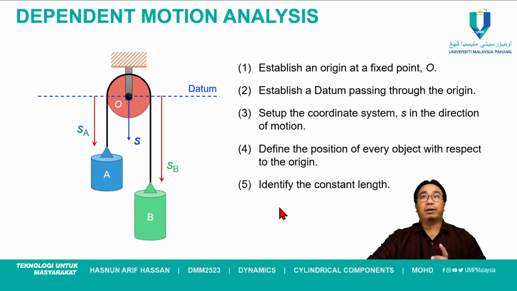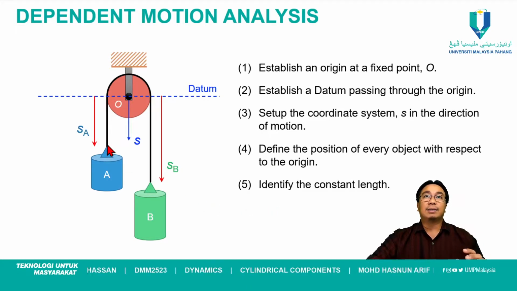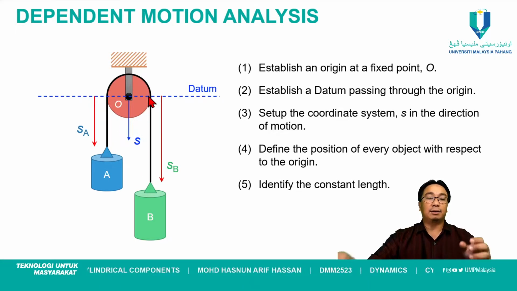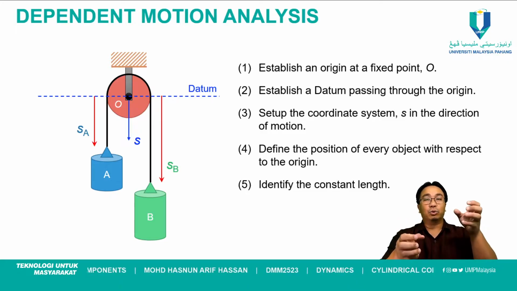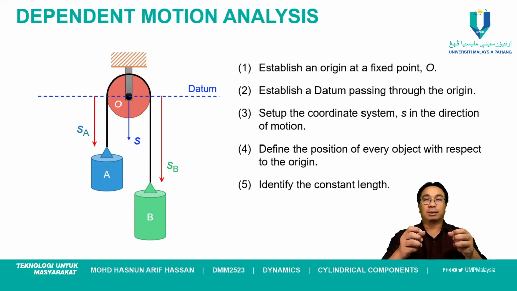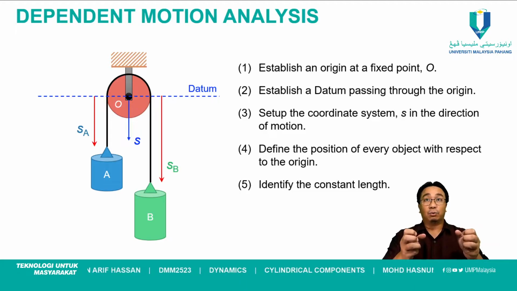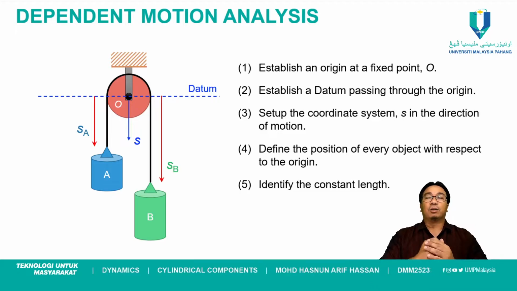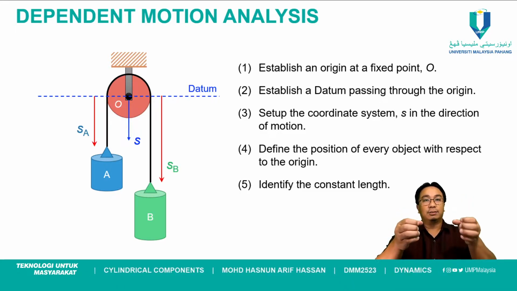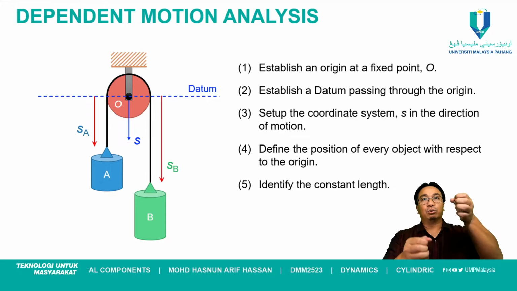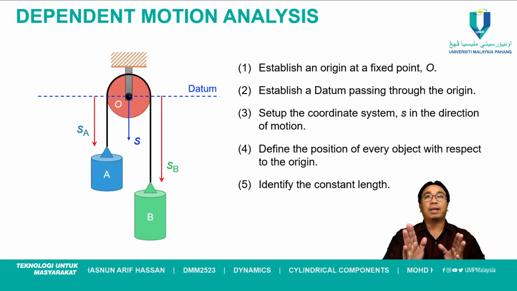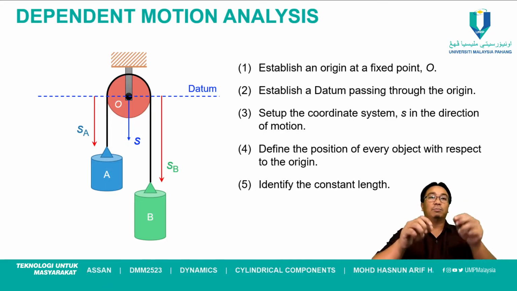Step number 5 is to identify. Kita sekarang ni melihat kepada cord, tali. Tali ini yang berwarna hitam. Tali yang berwarna hitam ini yang menghubungkan kedua-dua objek A and B. So the black cord is the one connecting the two objects A and B. So kita nak kena identify throughout the motion A akan naik, B akan turun, which length of the cord ini yang remain constant, dia tidak berubah throughout the motion, dia tidak berubah.